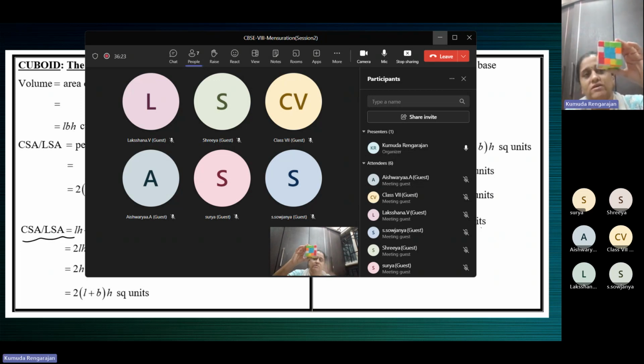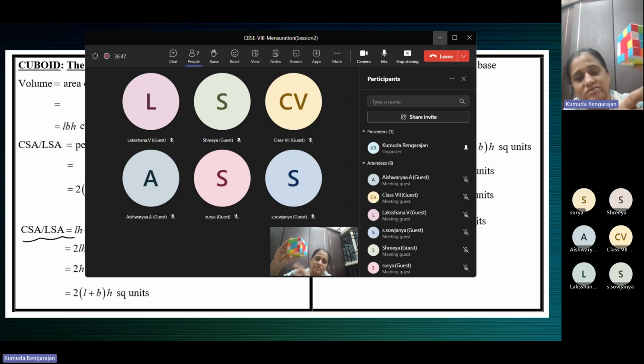So the front face, area is L into height, H. L into H, length into height. Same thing behind, L into H. Now the side face, this side face is the breadth. Breadth into height, B into H, B into H.